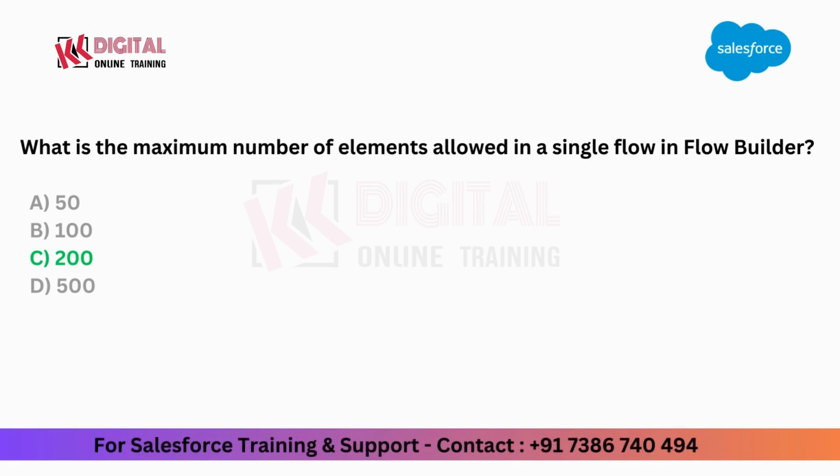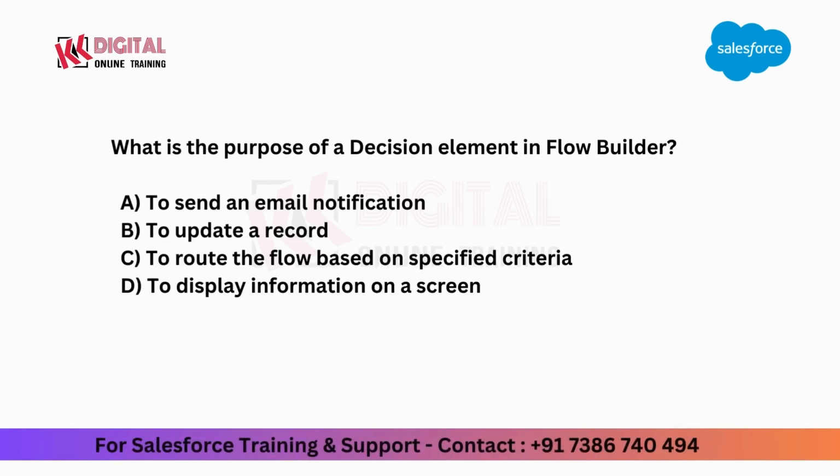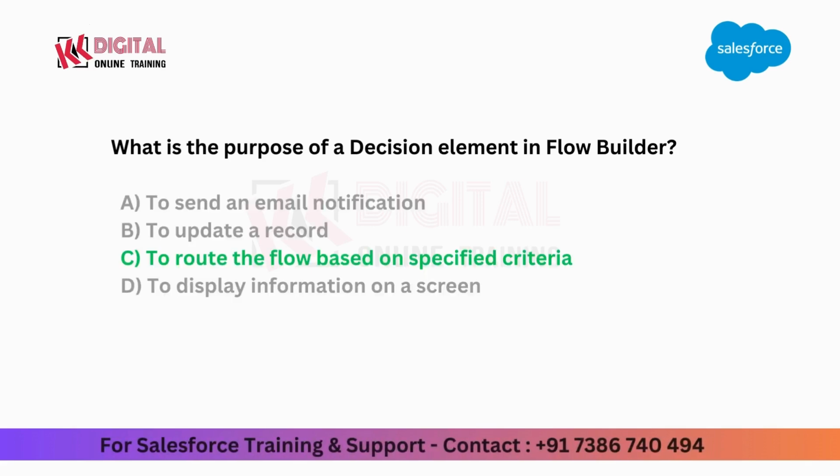What is the purpose of a decision element in FlowBuilder? A. To send an email notification. B. To update a record. C. To route the flow based on specified criteria. D. To display information on a screen. The answer is C. To route the flow based on specified criteria.